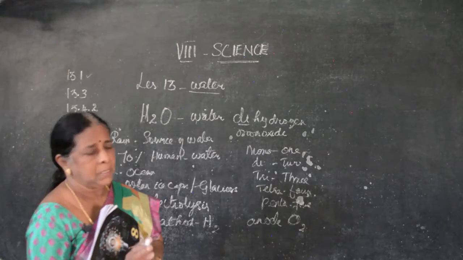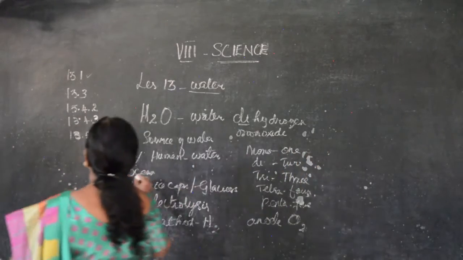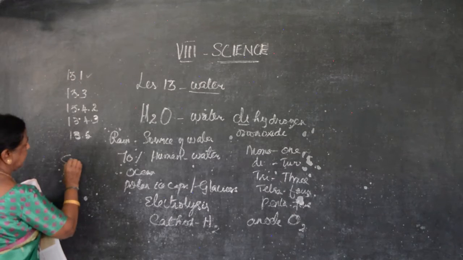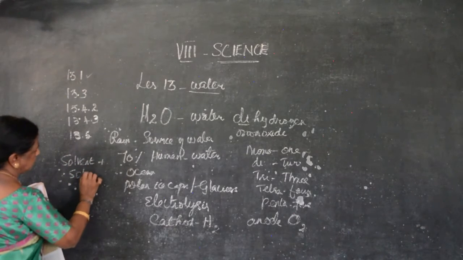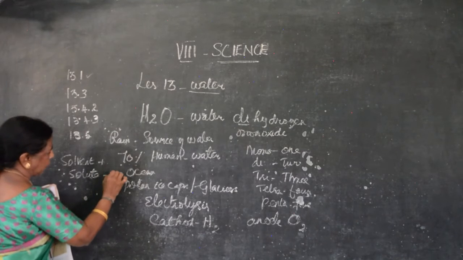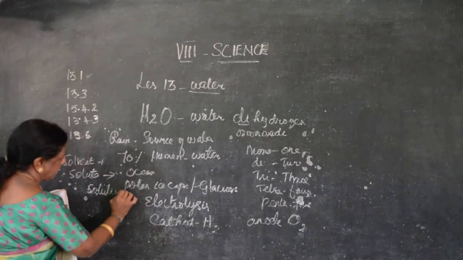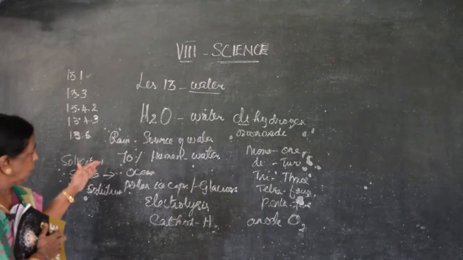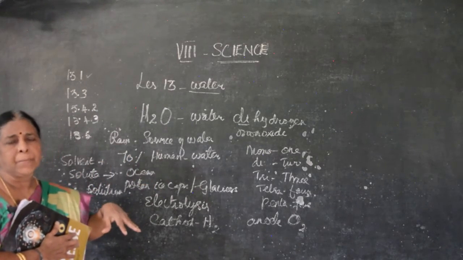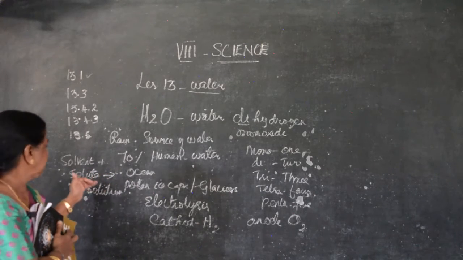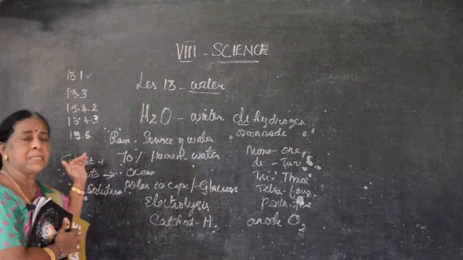That is solution. Solvent and solute, they both combine together and become solution. In Tamil we say solvent. That is the liquid. It makes other things dissolve. This is a liquid. Solute, it's a solid substance or liquid substance, whatever it may be. It's soluble in the solvent.